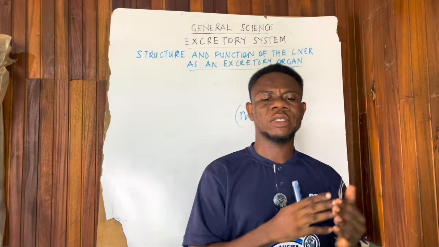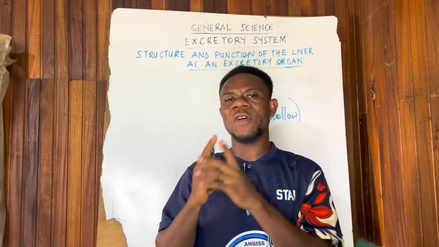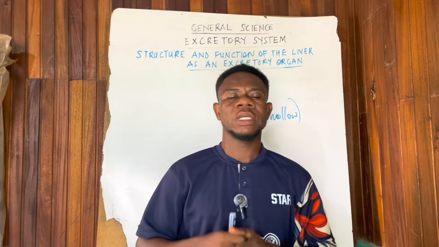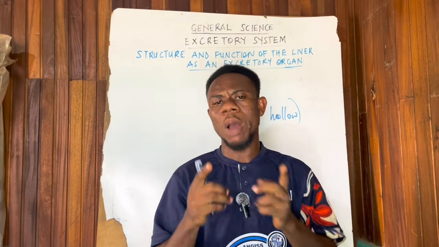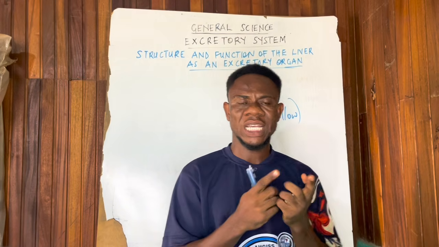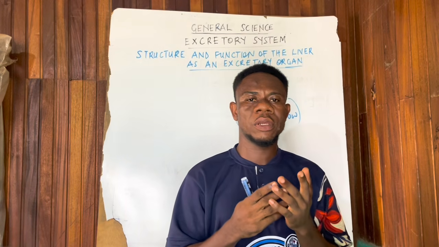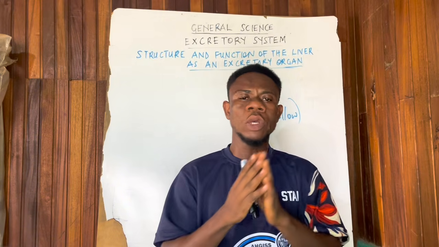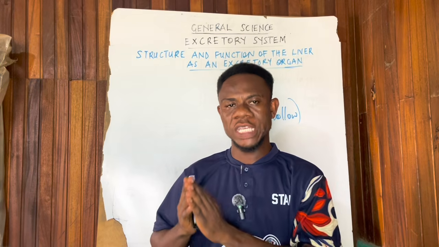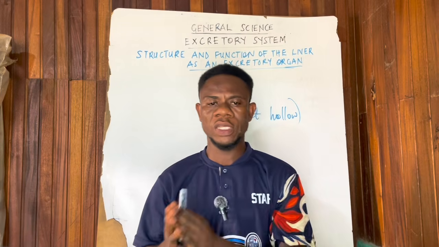The size and length of the liver. The liver is about 1.5 centimeters, approximately 6 inches. The width of the liver is about 1.2 centimeters, approximately 5 inches. The thickness is about 7 centimeters, approximately 3 inches. And the weight of the liver is about 1.5 kilograms.